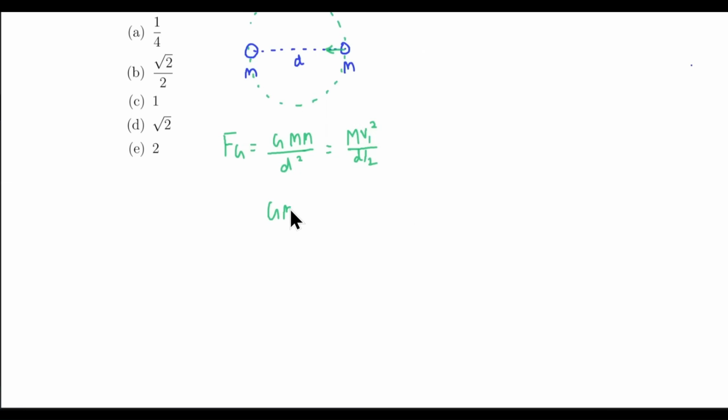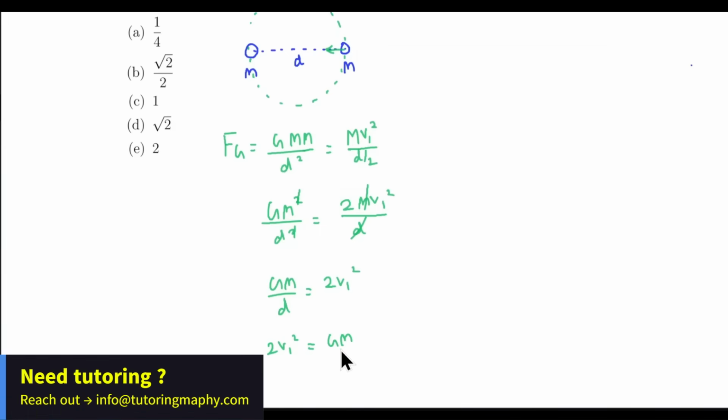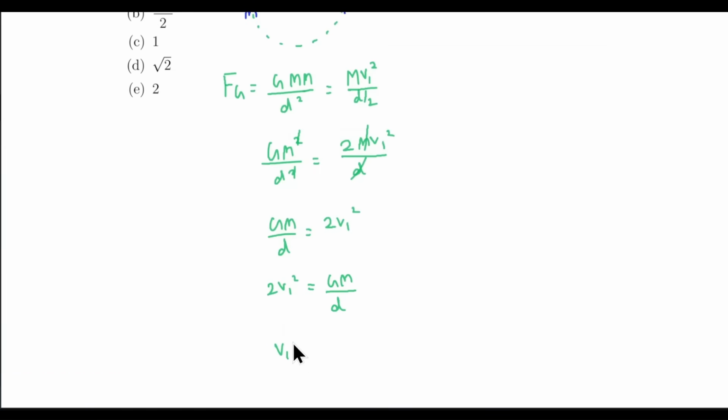So I will have G m square over d square equal to 2 m v1 square over d. One of the d is gone, one of the m is gone, so it will be G m over d is equal to 2 v1 square. Let's flip the omelette. So 2 v1 square is equal to G m over d, which means that v1 is equal to root of G m over 2d.